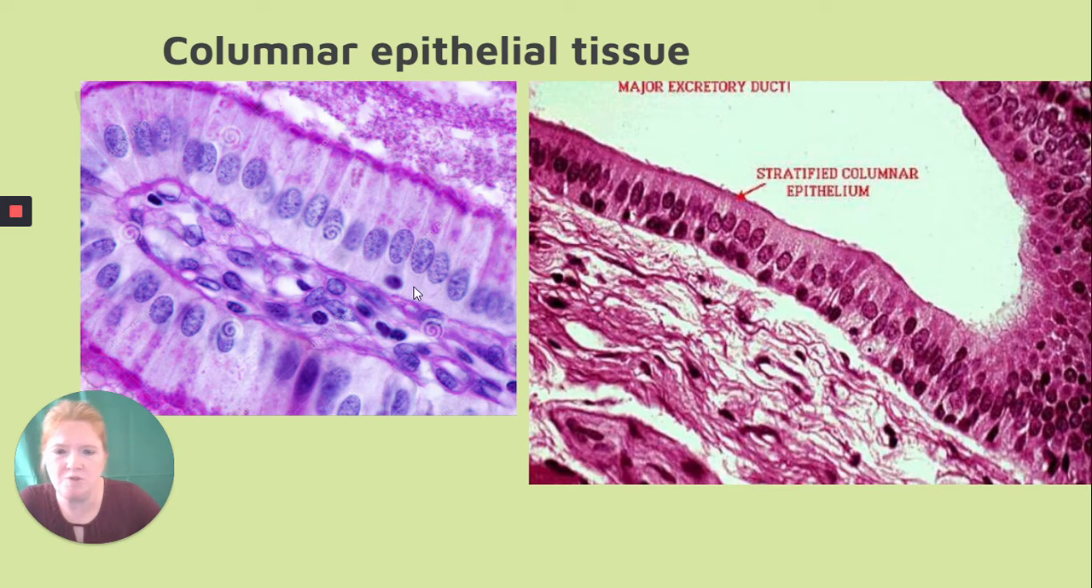All right, now what about columnar? So columnar, remember those tall, thin, like columns? So here is one layer of columnar cells. So this would be simple columnar. And here we can see multiple, we have two layers. So this is stratified columnar epithelium. So both columnar, but this one is simple and this one is stratified.